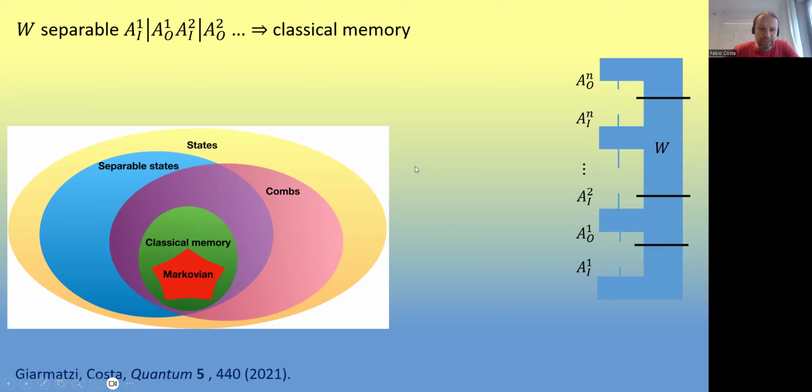And now what we know is that even though, for example, Markovian processes don't represent a convex set, classical memory processes do correspond to a convex set. So this is the whole Venn diagram of the whole scenario. Just to walk you through, we have the Markovian processes in the middle. These are product states, essentially.